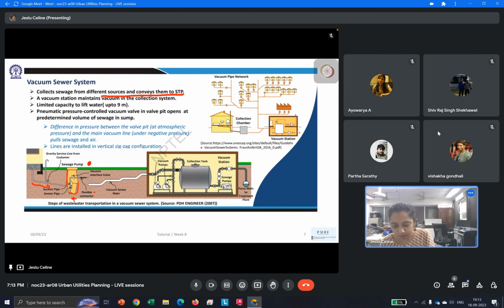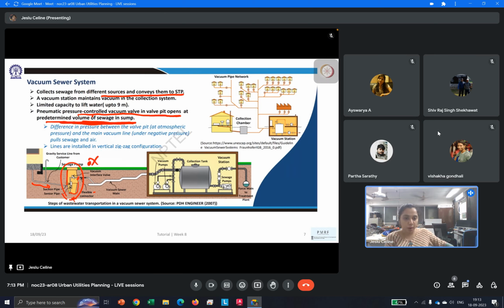So you have a pneumatic pressure controlled vacuum valve which opens after a predetermined volume of sewage is attained in the sump. That is what I explained before. You have a valve which opens when you reach that particular height. Why this is useful is that it collects the sewage in one particular location and then opens only when it's required. Imagine it was constantly open, or this was not there and it was directly connected.